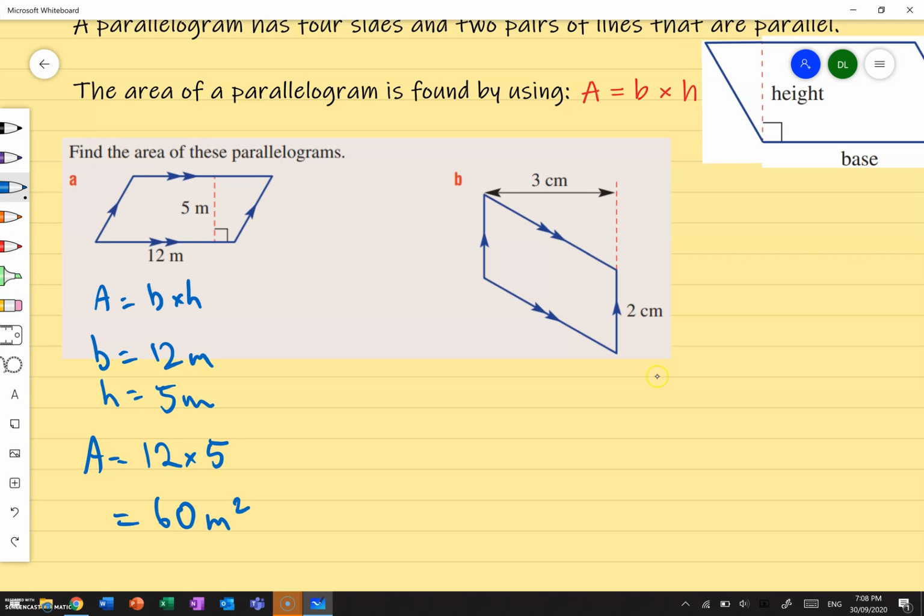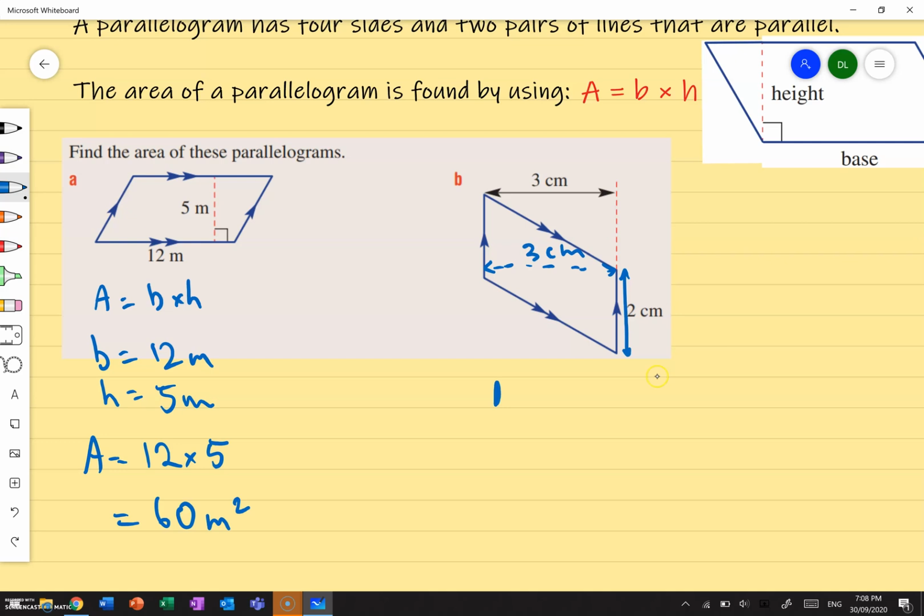Let's go into the second one. This one's quite interesting because I'm going to rewrite this information over here. And there you go. You can see that the height is a little bit different from the base. All they've done is rotate this parallelogram on its side. So we'll say that this one over here is the base, and this one over here is the height. Remember, that's 3 centimeters.